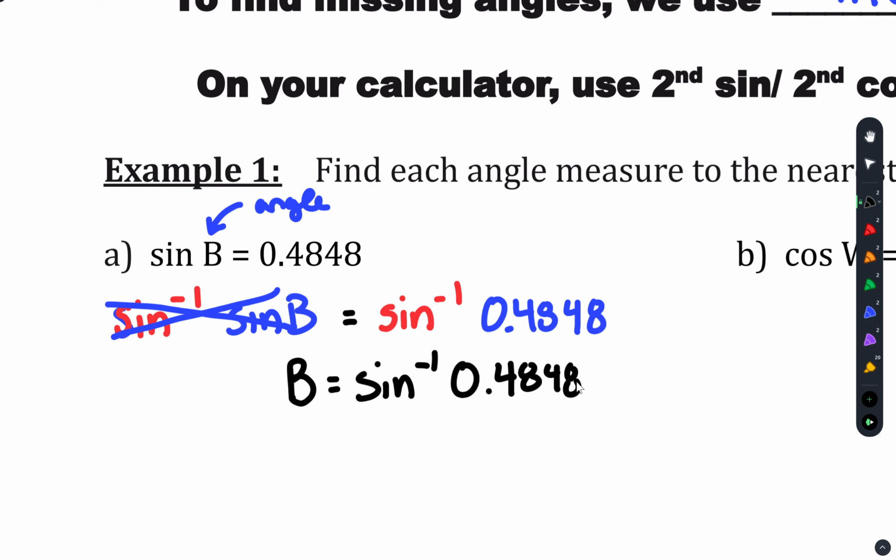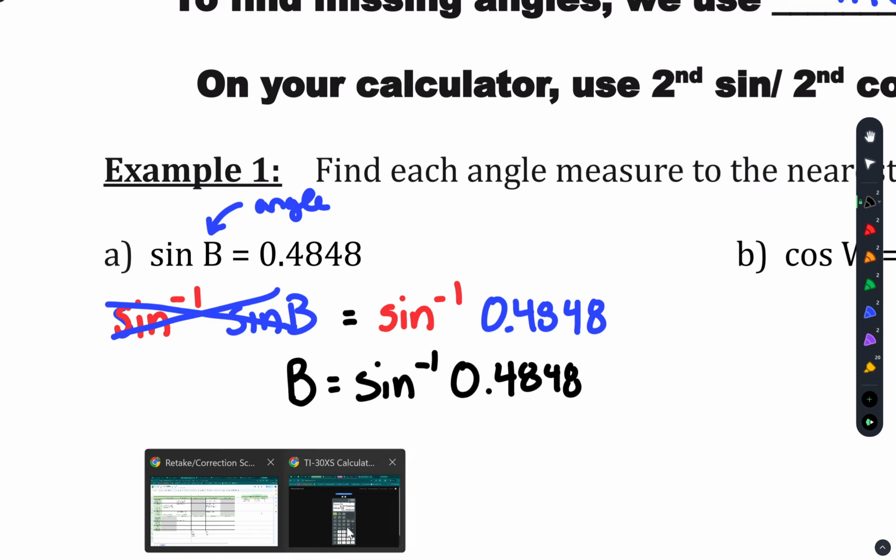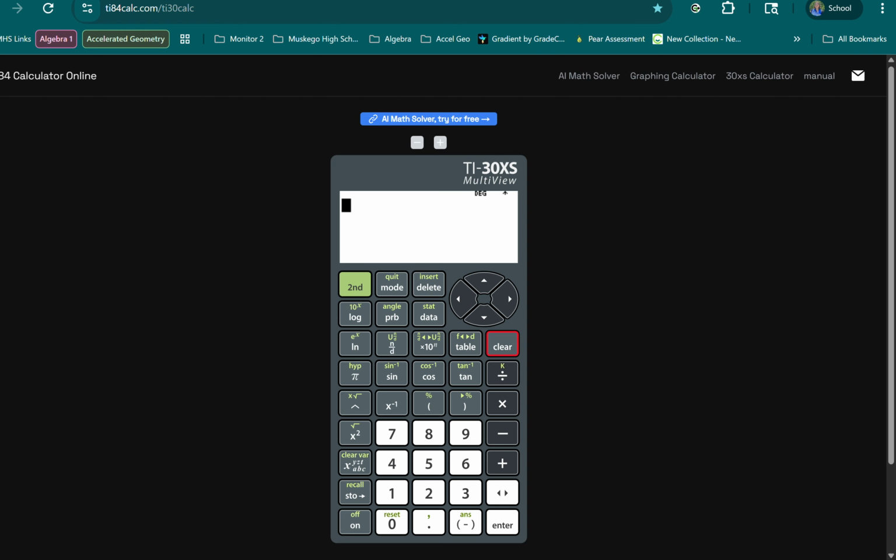Everybody got that? Okay, let's go to our calculators. Make sure you're in the right mode. Most of your calculators will have the second button, usually a different color. You hit second, and then the normal button we've been using for sine, but hopefully you see in little writing it says sine -1. That's your button. We only use this button if we're solving for angles. So now I have sine inverse, and I'm just going to type in 0.4848. And I got 28.999. We're going to round that to 29.